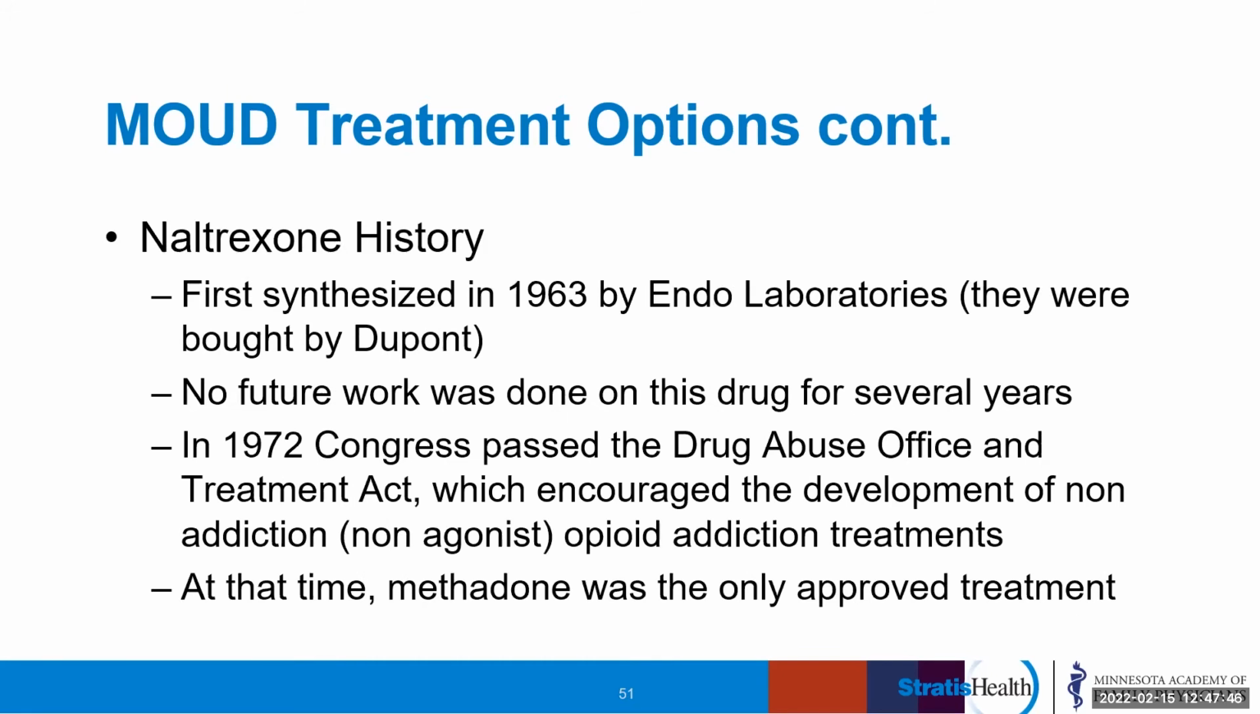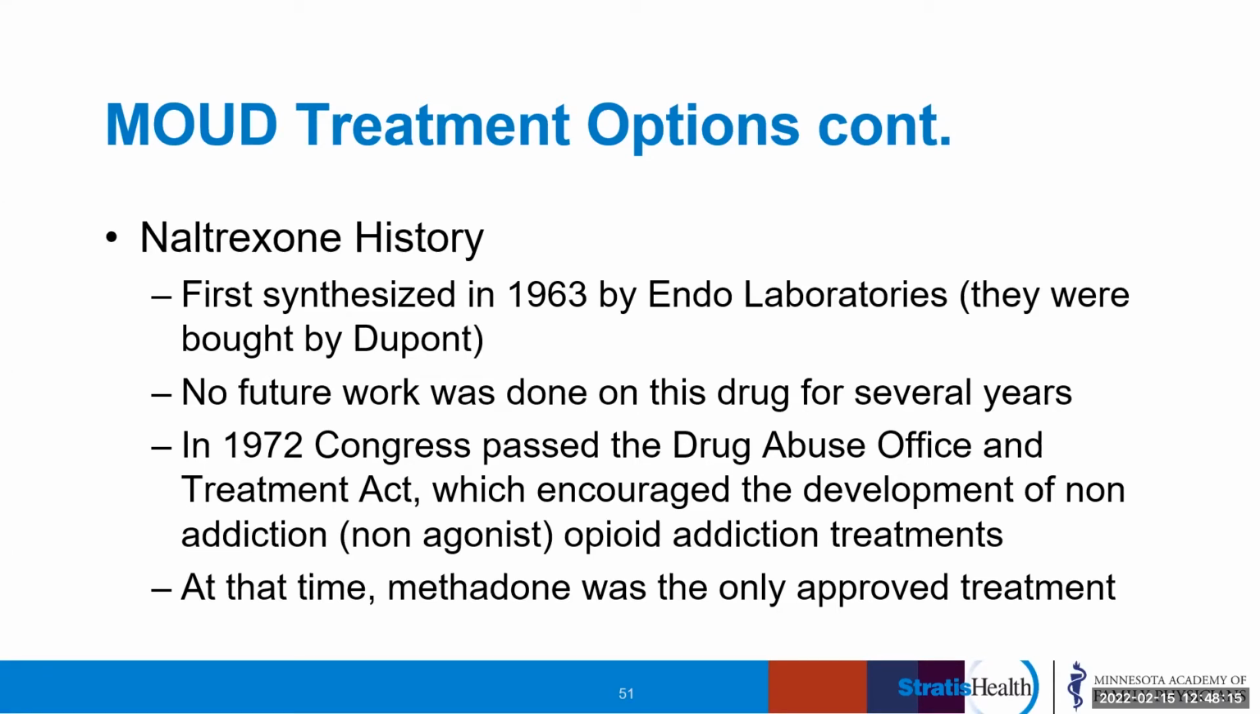So let's talk about naltrexone, because I think naltrexone is the one that's been around for a while. It's been around orally for a long time. It was one that was tried a lot for opioids early on, but not so successful. This came about in 1963. It was actually developed at Endo Laboratories, which ended up being bought by DuPont. But after it was discovered, they didn't do much with it.